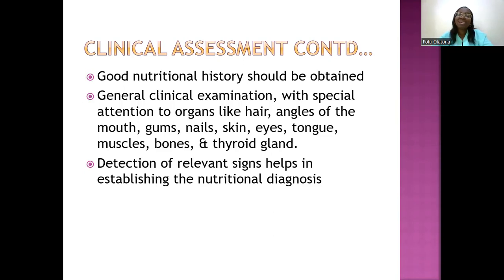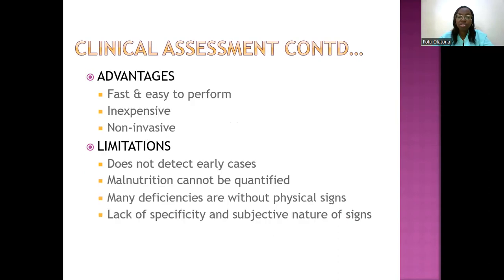So generally, we pay attention to organs like the hair, angles of the mouth, gums, nails, skin, eyes, tongue, muscles, bones, thyroid gland. And detection of relevant signs helps in establishing a nutritional diagnosis. It's fast, it's easy to perform. Those are the advantages. Not expensive, it's not invasive.